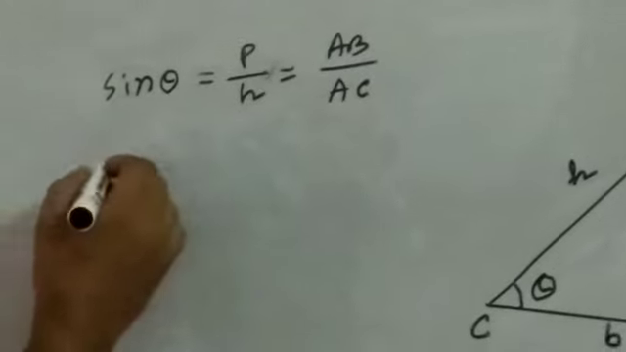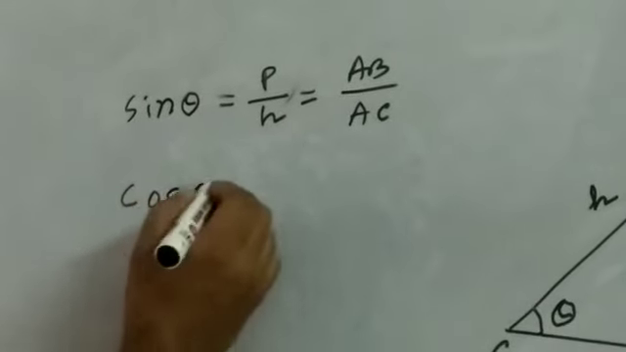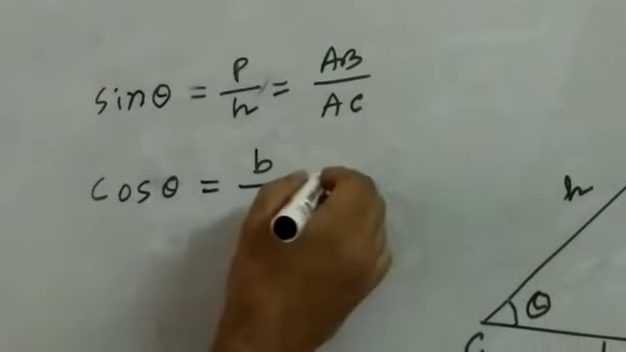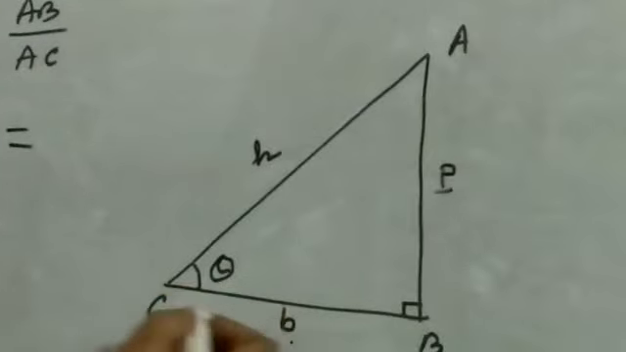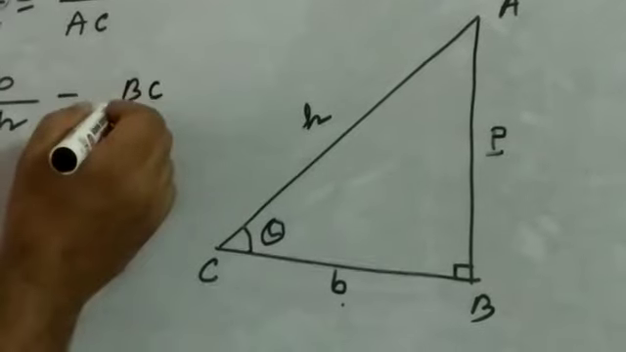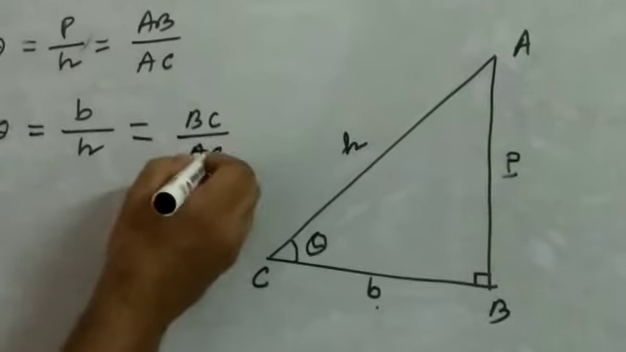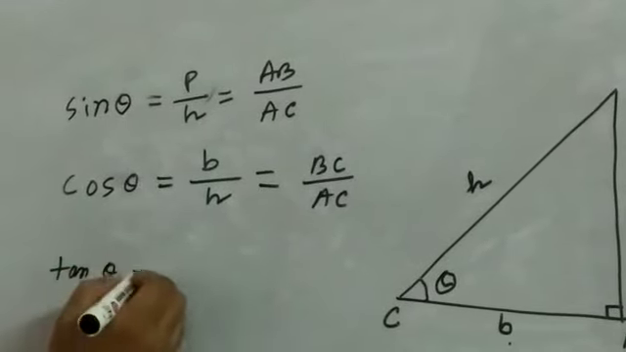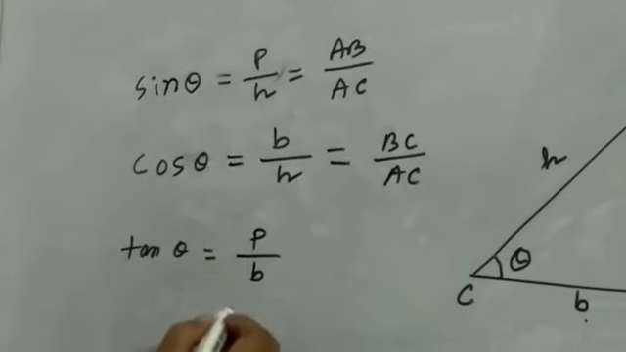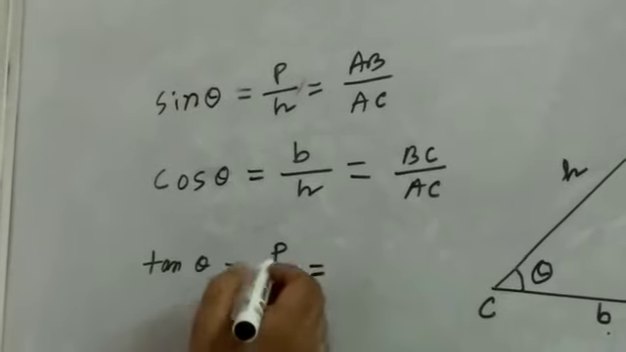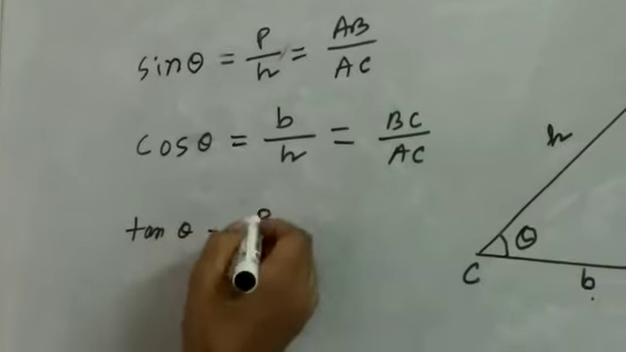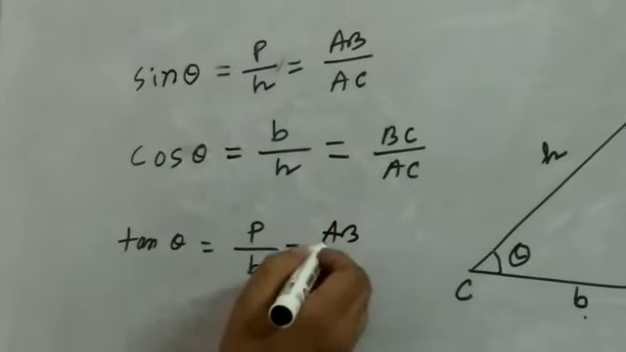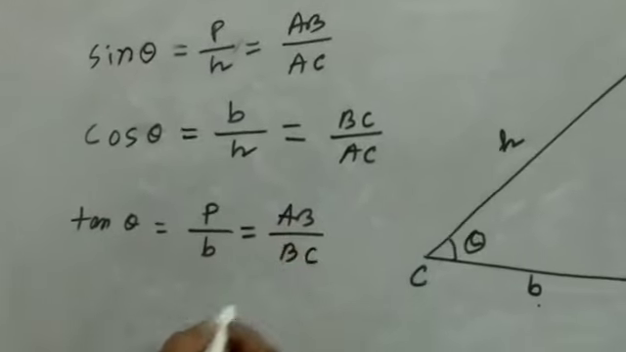So sine theta, read first P by H, and in this figure P means AB and the hypotenuse is AC. The second ratio is cos theta, read as B by H. In this figure, B is the side BC and H is AC. Then tan theta is P by B. Here B by H, P by B, you cannot change. So here P is AB and base is BC.